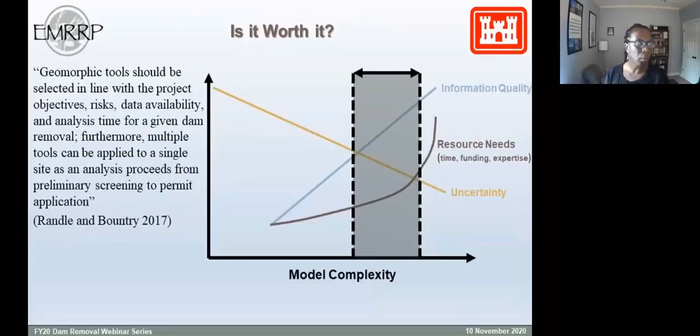So once again, I love this quote from the Dam Removal Analysis Guidelines, and so I added it here. It says geomorphic tools should be selected in line with the project objective. So you have to understand the questions that you're asking before you can determine which tools you're going to use, as well as certain risks or concerns. I'm going to add the word concerns, the type of data and amount of data available, and the analysis time for a given removal. And then it says, furthermore, multiple tools can be applied to a single site as an analysis proceeds from preliminary screening to permit application.